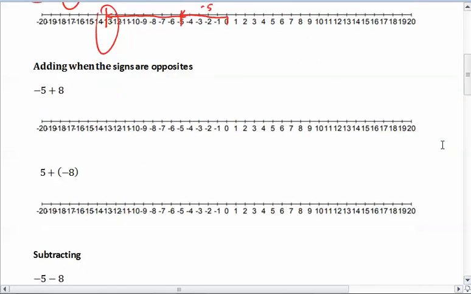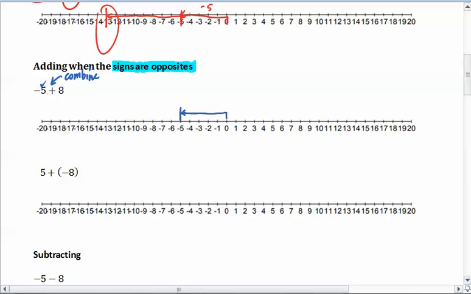Does the idea of combining still work if I'm using opposite signs? So let's take a look at opposite signs. Well, we said that this negative 5, first of all, this means combine, right? So I can use a number line to explain it, so to speak, to act it out. So I'm going to go to negative 5. So negative is a direction, and 5 is how far.